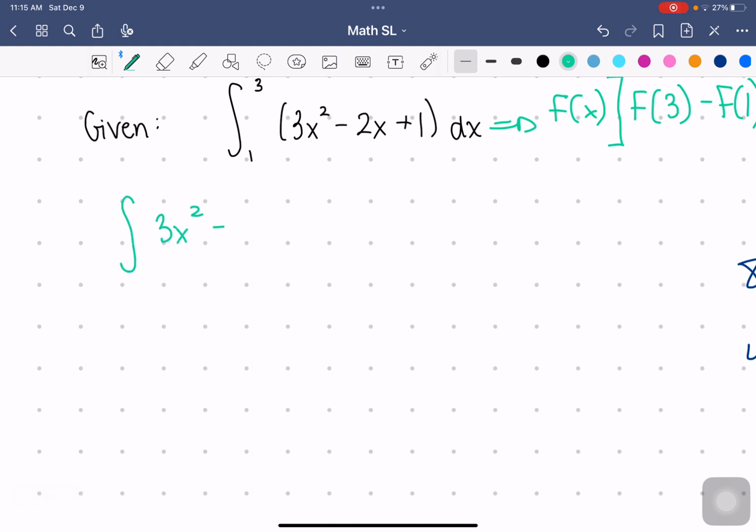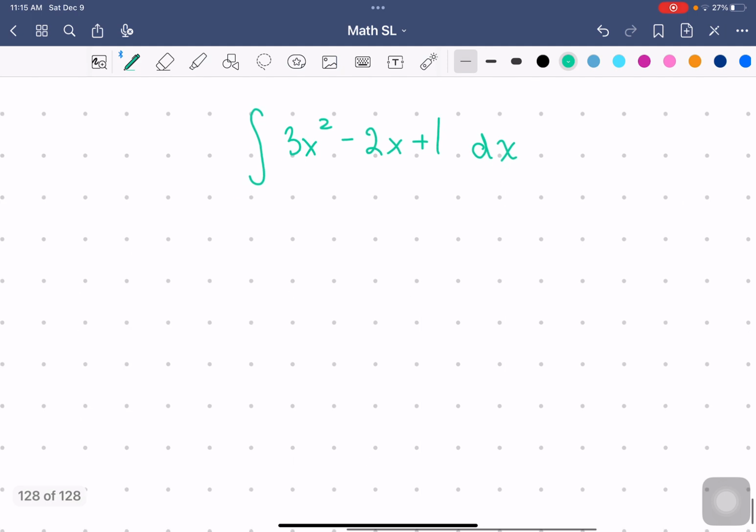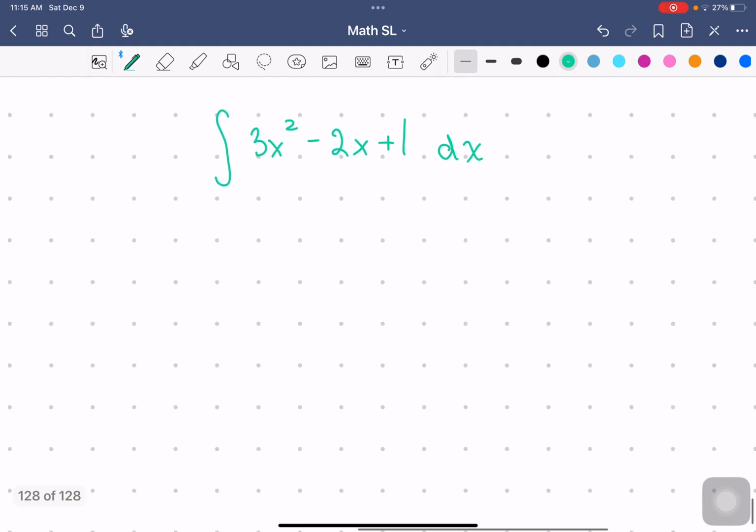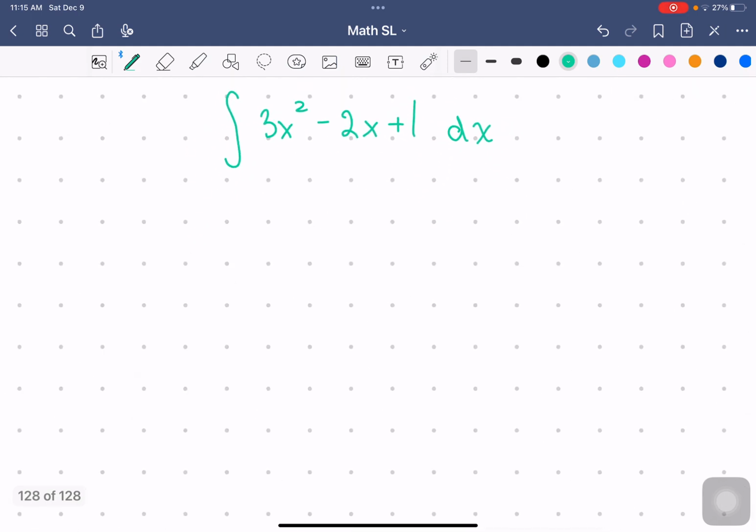3x squared minus 2x plus 1. If you can do the other problems, you can definitely integrate this. Super simple. So what do we see here? We don't have any u-substitution. We just have simple additions and subtractions. So we're going to use the power rule. 3 times, what's 2 plus 1? 3. 1 over 3. Power 3, 1 over the same number as the power.